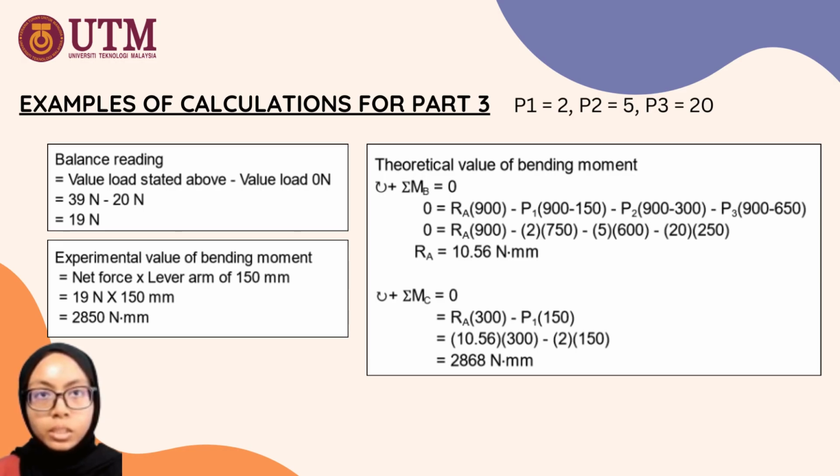The last part, to find the theoretical value of bending moment, we need to do the summation of MB equal to 0, which is the formula of the moment. So we substitute the value to find the reaction at A. Then the last is we need to do the summation of MC and substitute the value of RA into the equation, and we will get the answer of the theoretical value.